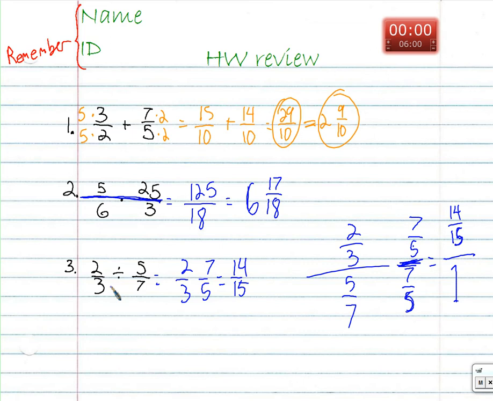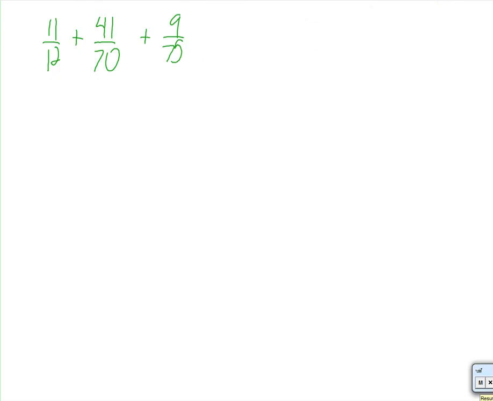Score it. Total out of 15. Hand it back. Take a look. Once you're done taking a look at your own thing, you did pass it in. I just want you to add those three fractions together. Okay, by now we are familiar with the idea of when we add fractions, find a common denominator. You need to find a common denominator for all three, so I want you to work on that.